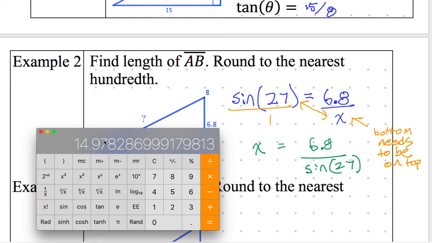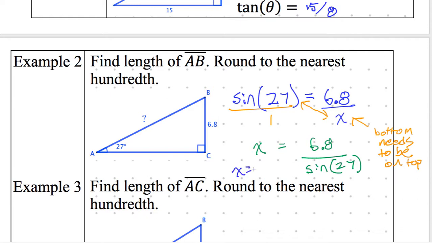14.98, yeah, this is the decimal that gets rounded, so this is going to go up to 14.98, which means x is equal to 14.98, box it. That's the wrong box. I'll just do it handwritten, because otherwise it'll take too long.